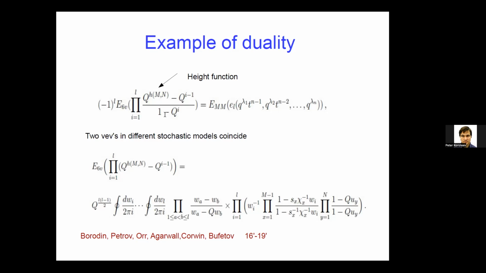How does the relation look? We consider expectation values of different complicated observables, one in the six-vertex model and the second with the Macdonald measure. The expressions are quite complicated. There are multiple integrals, and nevertheless, different multiple integrals with different rotations of contours are the same. This issue has been developed by a series of papers by Borodin, Petrov, Corwin, Borodin, and Orr.